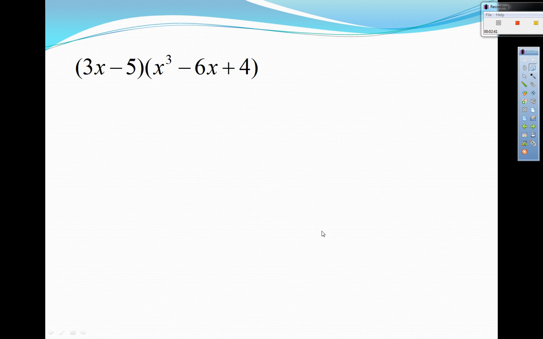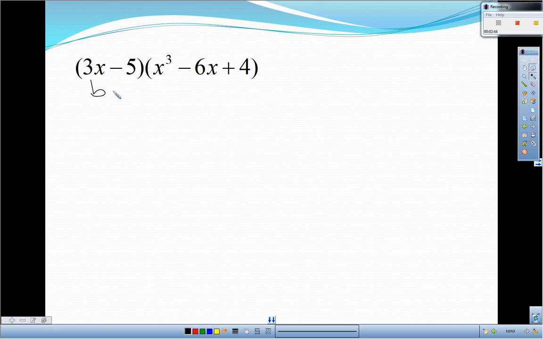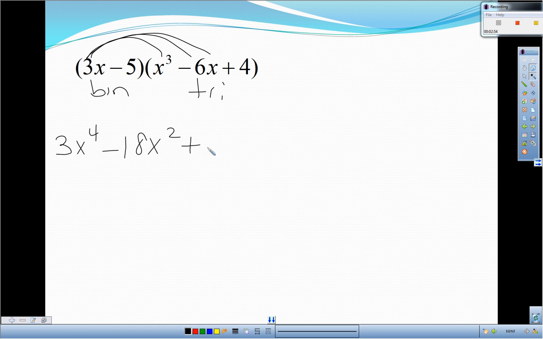Alright, let's take a look at another one. Let's try another one like that. So let's do a binomial times a trinomial. Again, distribute. So 3x times x cubed will be 3x to the fourth. 3x times negative 6x will be negative 18x squared. 3x times 4 will be 12x. Negative 5 times x cubed will be negative 5x to the third. Negative 5 times negative 6 will be positive 30x. And then negative 5 times 4 will be negative 20.